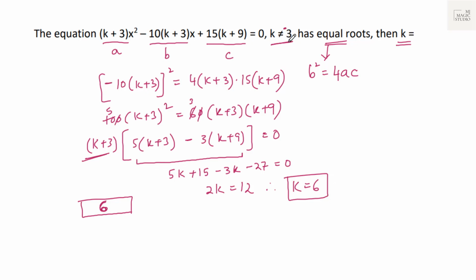It should be k is not equals to minus 3, then the answer for k is 6. If k is not equals to 3 is given, then k will be having two values, 6 and minus 3. But I think k will have only one value, that is 6, because it should be k not equals to minus 3. That is what we are supposed to type in.